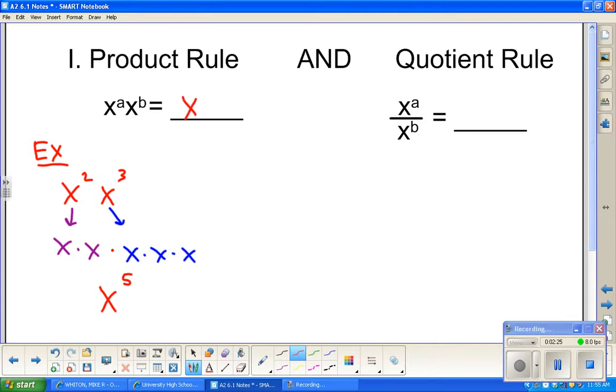As long as the base is the same, in this case they were both x, you can just make the new exponent a plus b. Okay, 2 plus 3 gets you the 5.